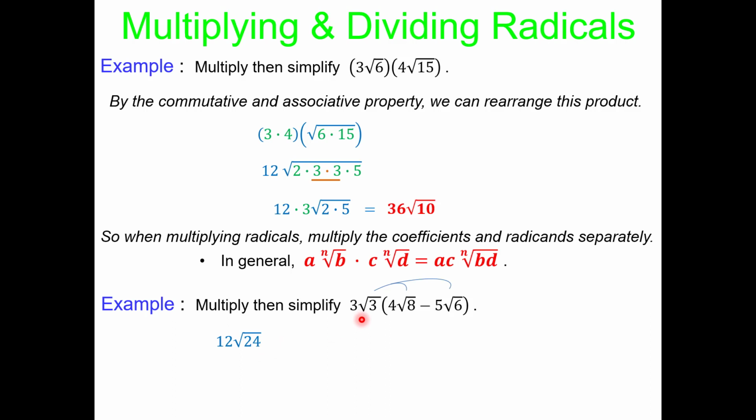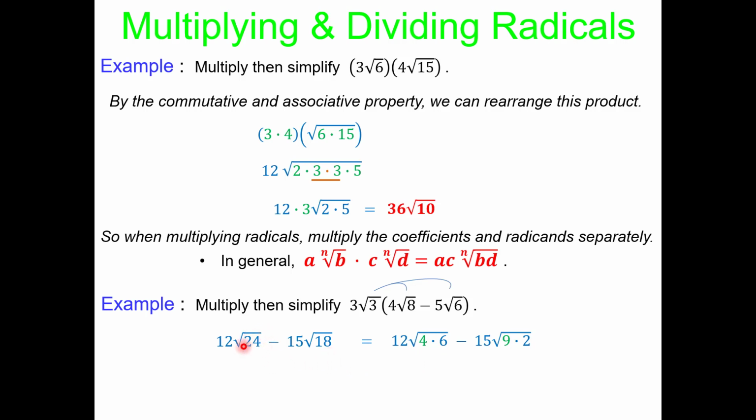Then we distribute the 3 square root 3 to the next term that was inside this quantity. And then do the same thing. The 3 times the negative 5 on the outside is negative 15. And then square root 3 times square root 6 becomes square root 18. Now I wouldn't box this in just yet because I could possibly simplify the radicals. And we can. 24 has a perfect square in it. It has 4 in it. And then 18 has a perfect square in it. It's 9. So when you're simplifying the radicals, remember how this works.